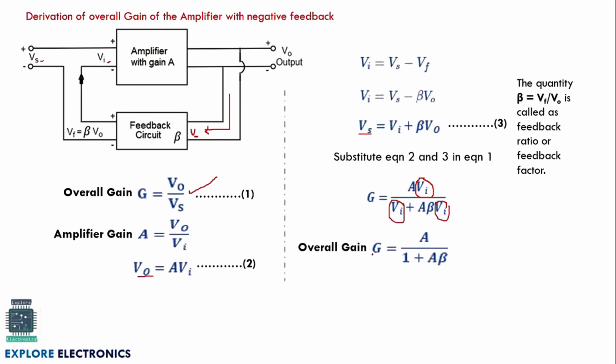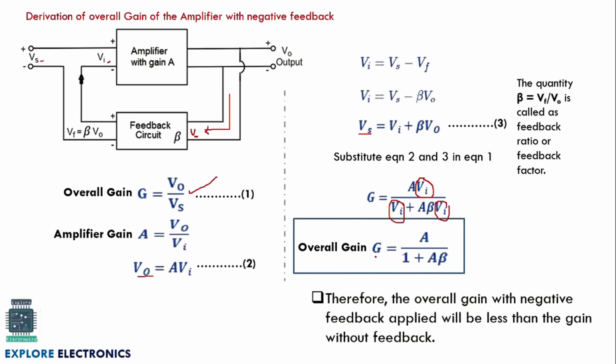Without negative feedback, what is the gain? A is the gain. With negative feedback, what is the gain? A / (1 + Aβ). Now what we are going to understand here is that this is the overall gain of the circuit, where by including the negative feedback, it becomes A / (1 + Aβ). Now if you observe, the denominator term is more than the numerator. So compared to A, the overall gain is reducing its value once we connect the negative feedback. Therefore, negative feedback reduces the gain. Gain of the amplifier is reduced by using the negative feedback.